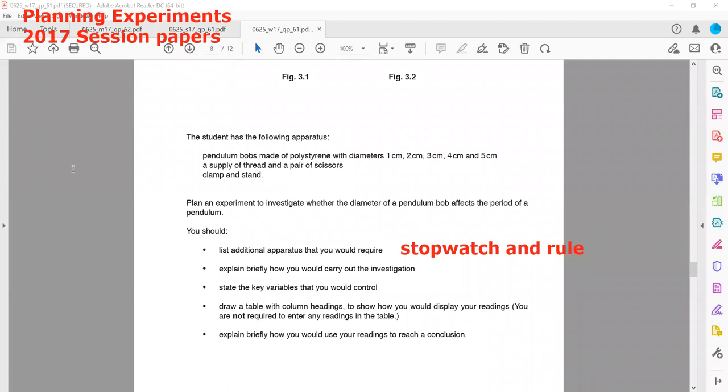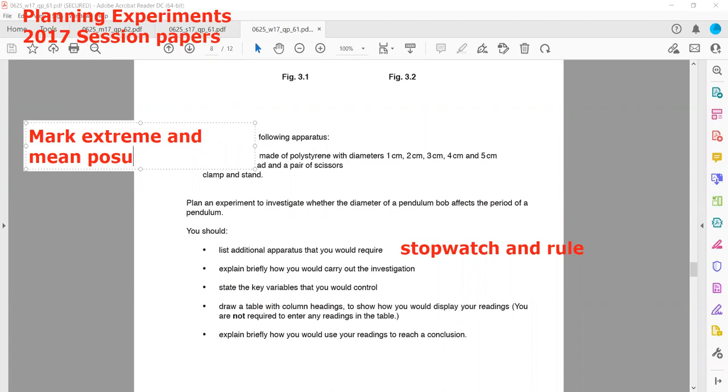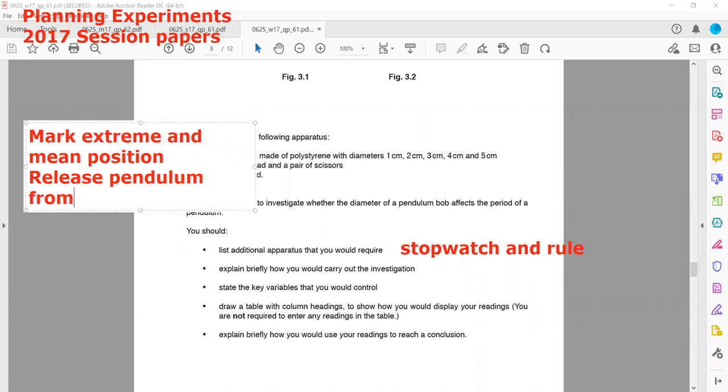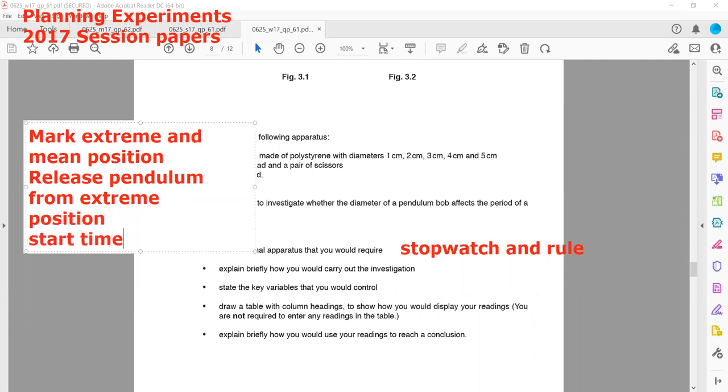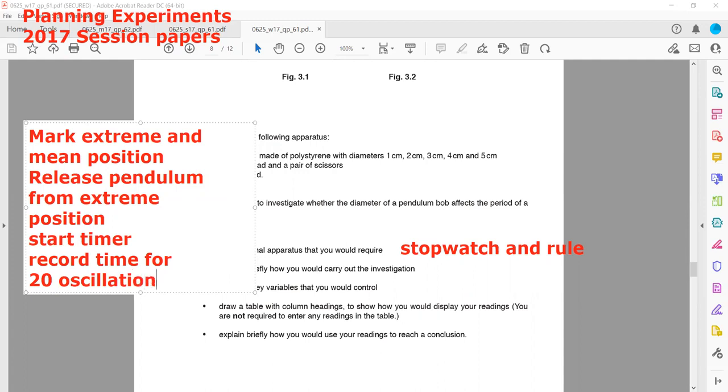Explain briefly how you would carry out the investigation. For the time period, first we mark the mean position, or mark the fiducial points, or we can say mark the extreme and mean position. Release the pendulum from the extreme position. Start the stopwatch, then record the time for 10 oscillations or 20 vibrations. Then the time period is equal to the time for 20 oscillations divided by the number of oscillations. We'll get the time period.